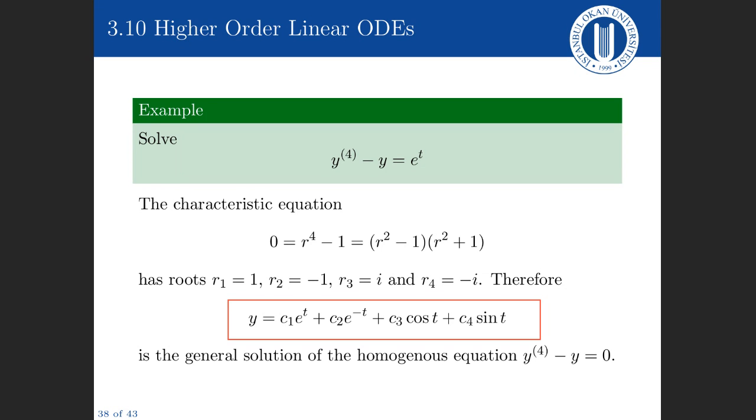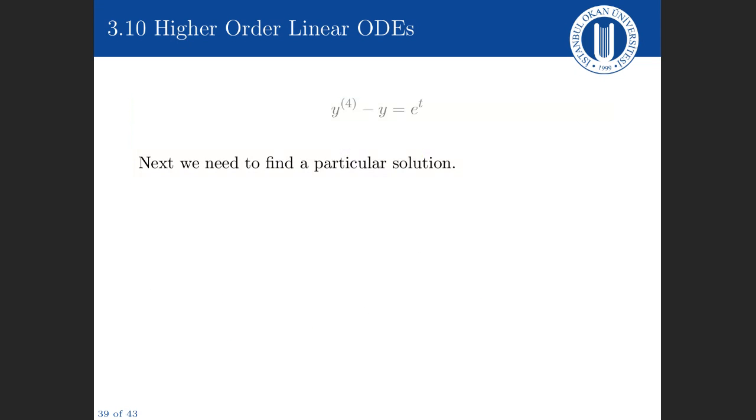Next, we use the method of undetermined coefficients to find a particular solution to the non-homogeneous equation. Now, before I go on, you will note that e to the power t appears inside the general solution to the homogeneous equation. That means we can't use e to the power t in our ansatz. We need to multiply by t and consider t e to the power t.